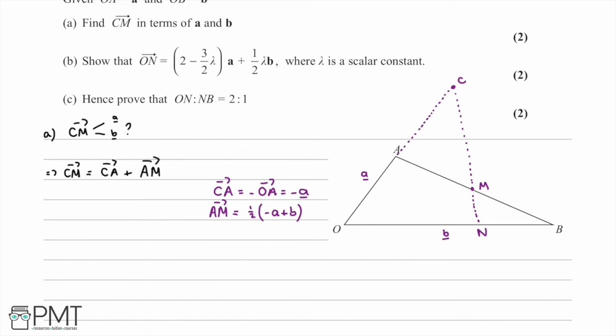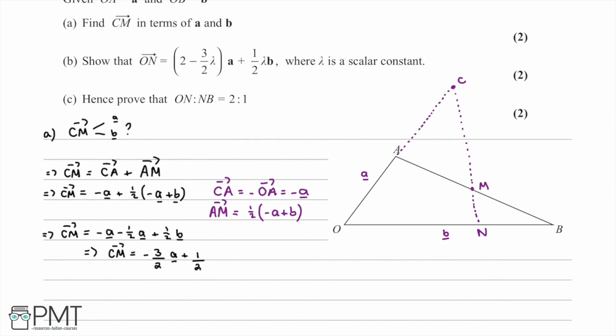And what we can now do is substitute these important values back into our equation for CM. So this will be negative A plus 1/2 of negative A plus B. And then all that's left for us to do now is to tidy things up with our brackets. So we'll have still negative A, then we'll subtract 1/2 A, and then we'll add on 1/2 of B. So then we further tidy this up, and we get that the vector CM is going to be equal to negative 3/2 lots of A plus 1/2 of B.